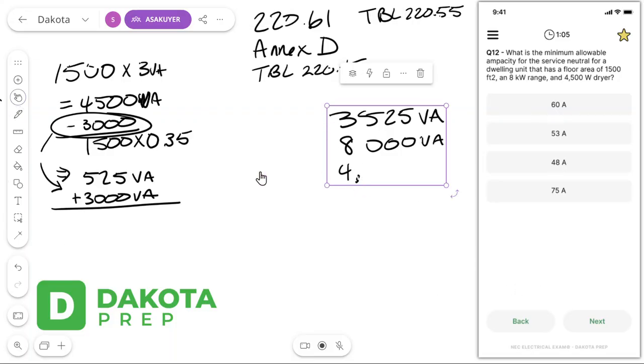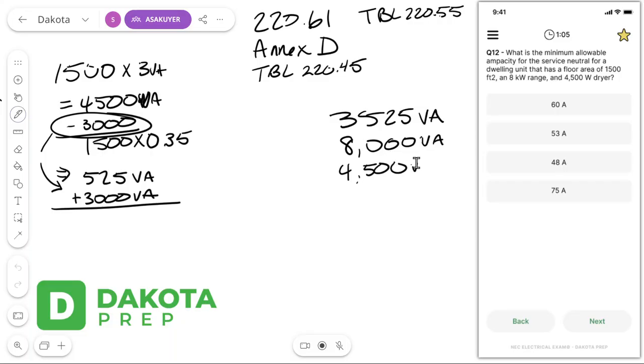Now, the problem here, right, is if we go look at 220.52, no, I'm sorry, that is incorrect. 220.54, it says, hey, you know what, 4,500 watts for our dryer, not gonna get it done, because it has to be at least 5 kW for your dryer, right? Volt amps, whatever. Watts and volt amps are interchangeable in Article 220.